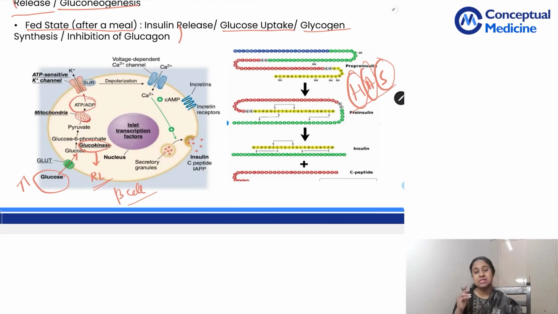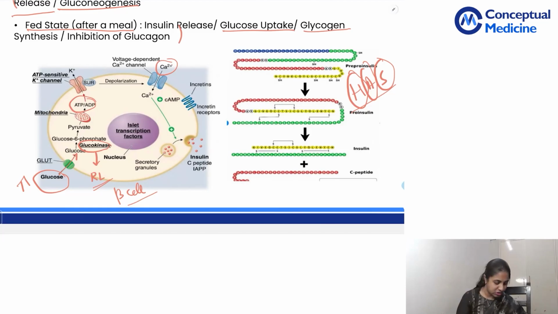Once there is adequate ATP, that is, when you look at the ATP to ADP ratio, when you have high ATP and low ADP, this will close your ATP sensitive potassium channel. The main function of the ATP sensitive potassium channel is to push the potassium outside. So once it gets closed, potassium starts accumulating inside, and the membrane gets depolarized. Excessive depolarization now will activate your voltage sensitive calcium channels. Once they are activated, calcium will come inside from the exterior.